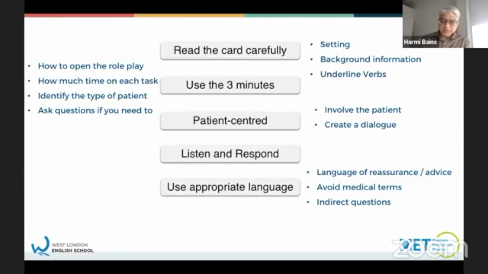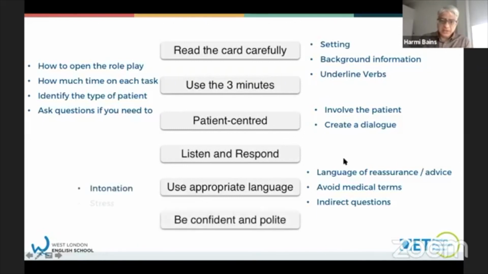We talked about indirect questions as well. It's really worth learning more about these because it's a nice, polite way of speaking. And generally, your grammar, remember you are marked on your grammar as well and your vocabulary.